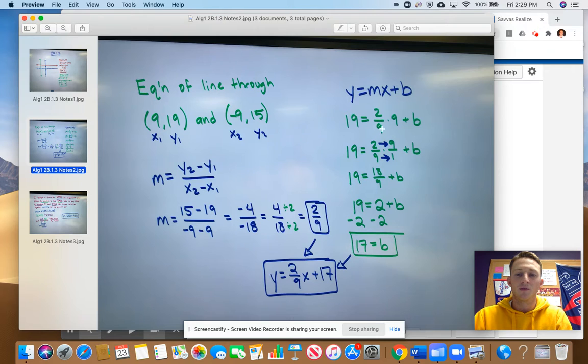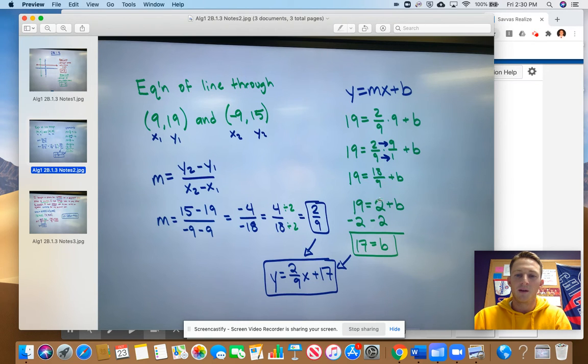Our slope is 2 over 9 times our x value is 9 plus b. I think it's easier to multiply 2 fractions together, so this 9 is going to turn into a fraction. We're dividing it by 1. Then we can multiply straight across. 2 times 9 is 18. 9 times 1 is 9, and we have 19 equals 18 over 9 plus b. 18 divided by 9 is 2, so we have 19 equals 2 plus b.